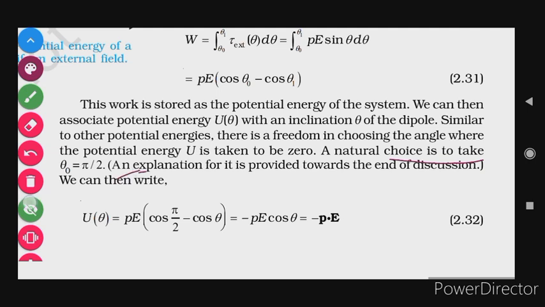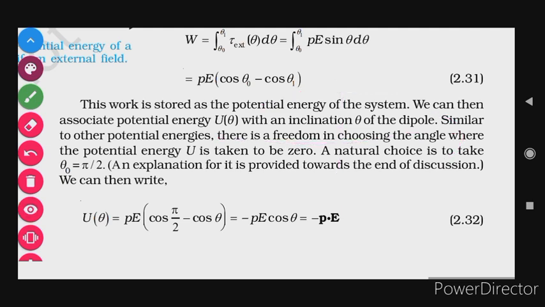So at angle θ0, that is when the dipole makes 90 degrees with the electric field, at that orientation we will take the potential energy of this system as 0. Why we are choosing this is explained in the later part of this paragraph, but I'll explain it here.